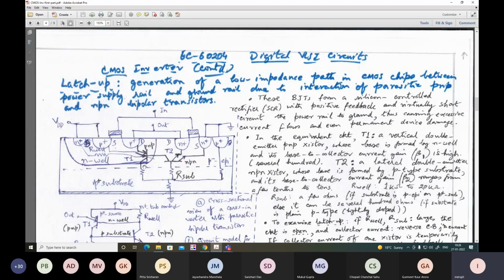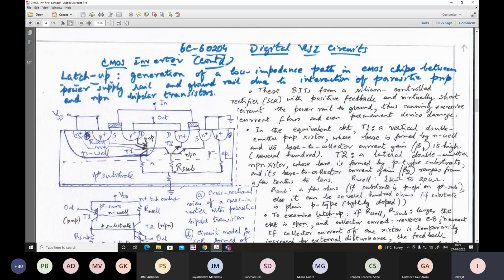One is the PNP. PNP comes from where? The emitters come from the P plus source region and the P plus drain region. So these form the emitters of the bipolar junction transistor. And the base corresponds to the N-well, and the underlying substrate corresponds to the collector. So it is a PNP transistor, and it is a vertical transistor. Vertical transistor means it will have a good amount of base to collector current gain, no less than tens to hundreds. The vertical PNP transistor.